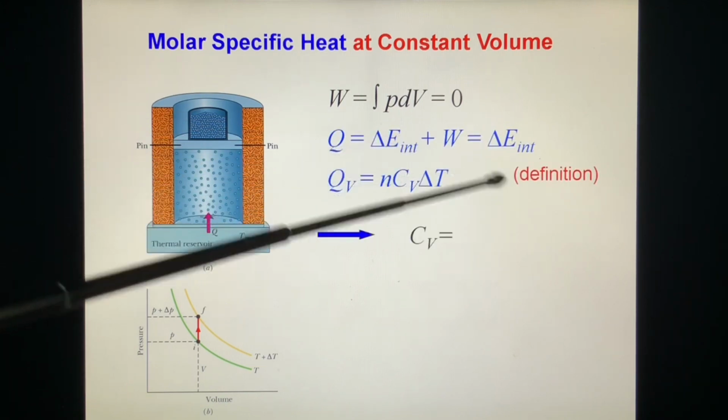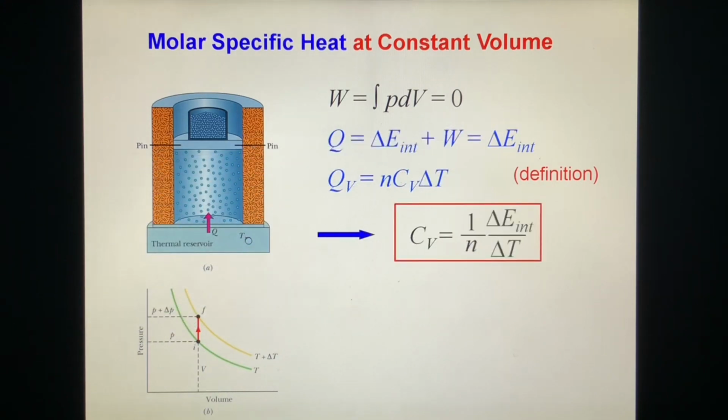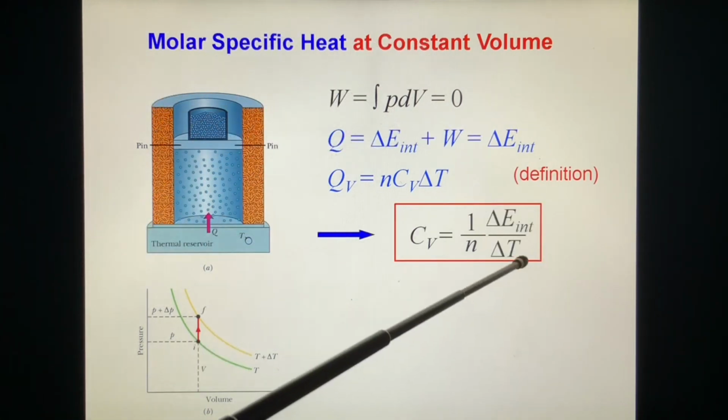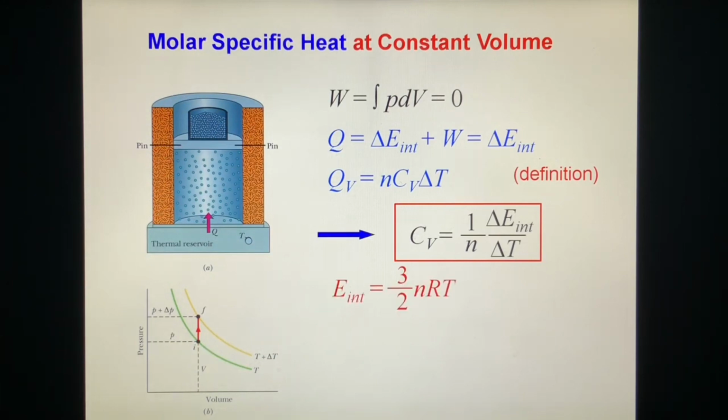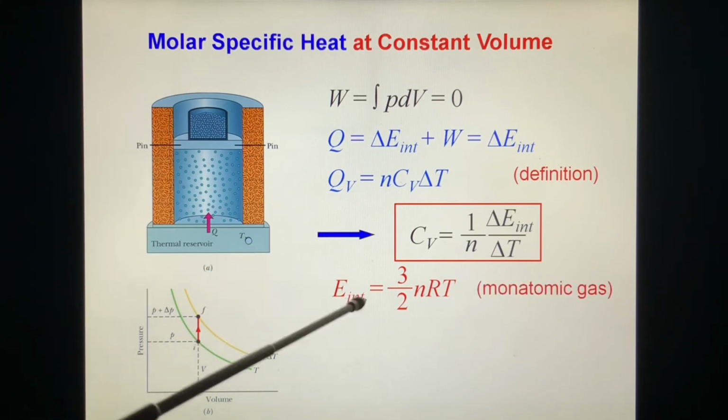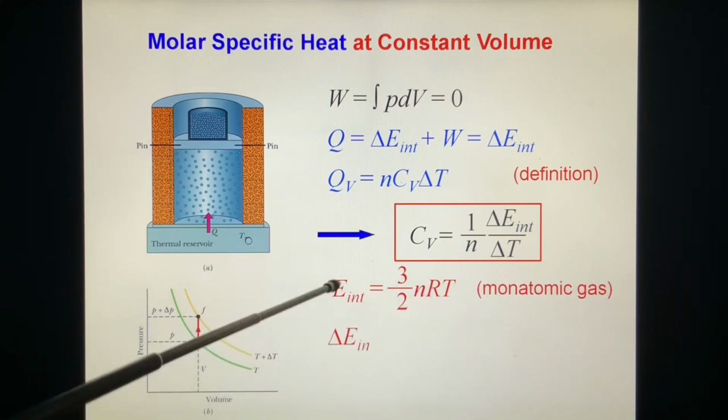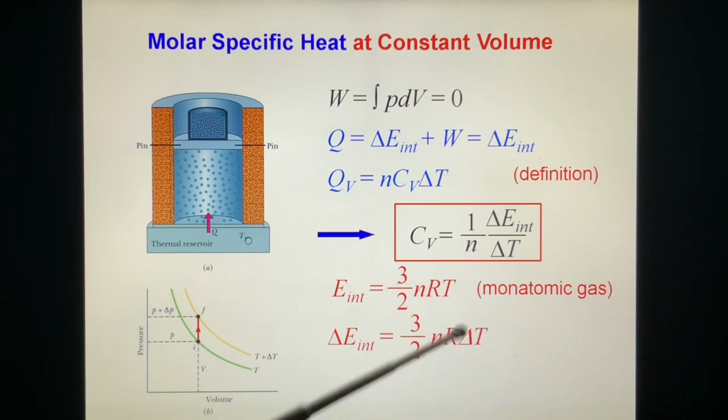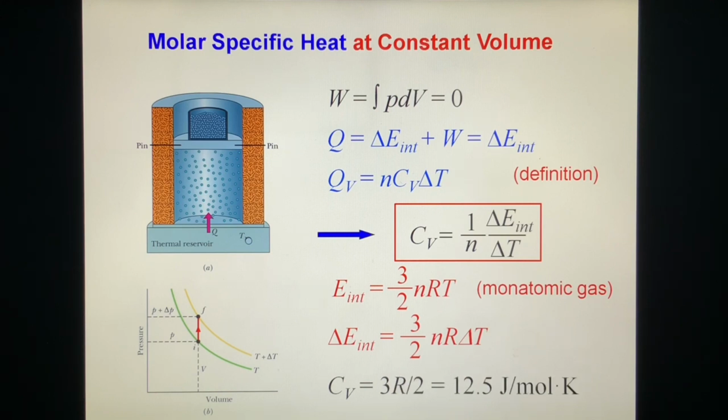And C_V equals 1 over n, delta E internal over delta T. This is the molar specific heat at constant volume. We know that E internal equals 3 over 2 nRT for a monatomic gas. Then we get delta E equal to 3 over 2 nR delta T, and C_V equals 3 over 2 R. This C_V is for a monatomic gas.